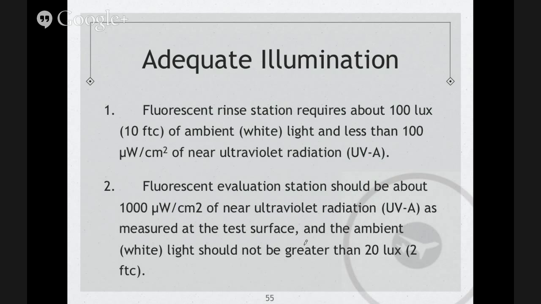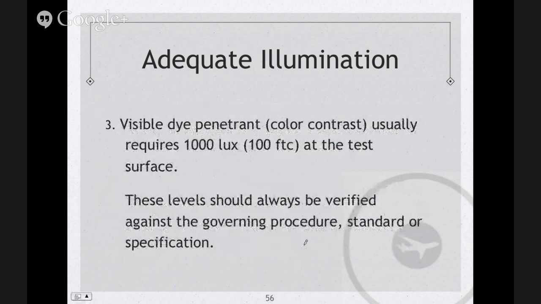Visible dye penetrant usually requires 100 foot candles of white light on the test surface. You don't want it to be dark. It's visible, it's not fluorescent. Now we're talking about visible dyes, so you want white light in your inspection area. As opposed to the other one, where you wanted only 2 foot candles maximum, now you want 100 foot candles, because we're doing the opposite test. This level should be verified against the governing procedure, standard, or verification. Your procedures will tell you what they want.